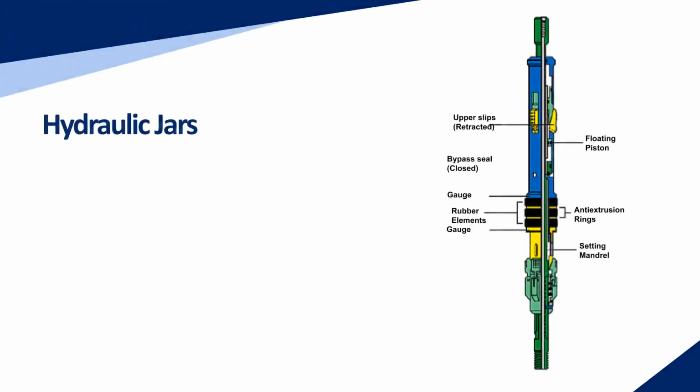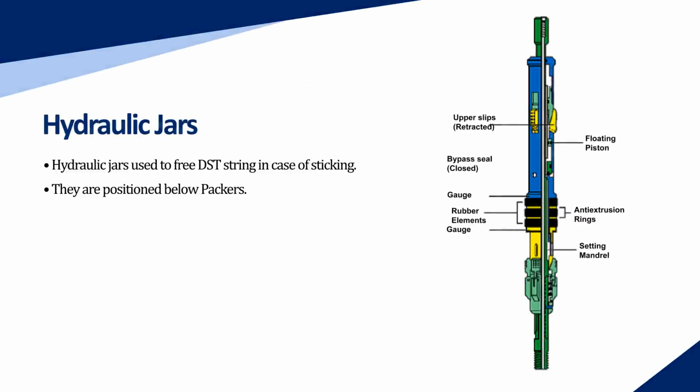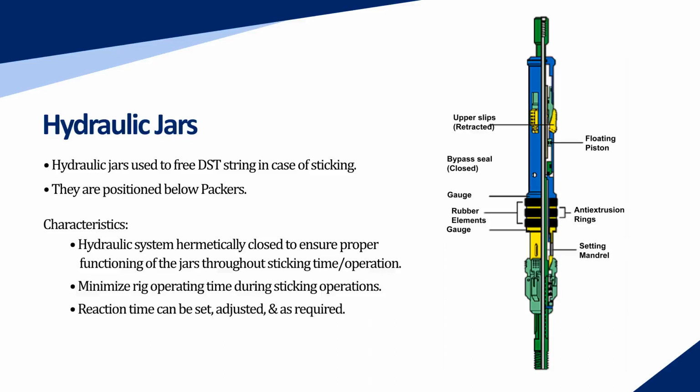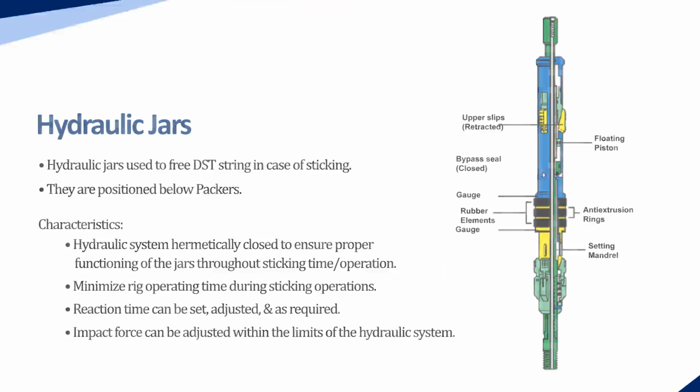Hydraulic jars. Hydraulic jars are used to free the DST string in case of sticking. They are positioned below packers. Characteristics: the hydraulic system is hermetically closed to ensure proper functioning of the jars throughout sticking time or operation. Minimize rig operating time during sticking operations. Reaction time can be set and adjusted as required. Impact force can be adjusted within the limits of the hydraulic system.